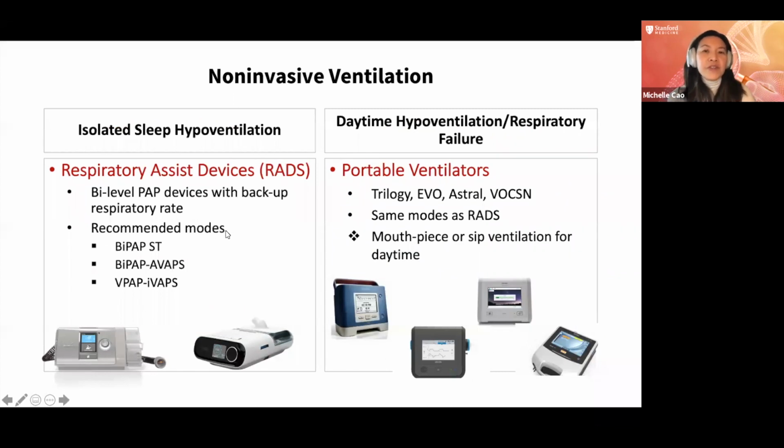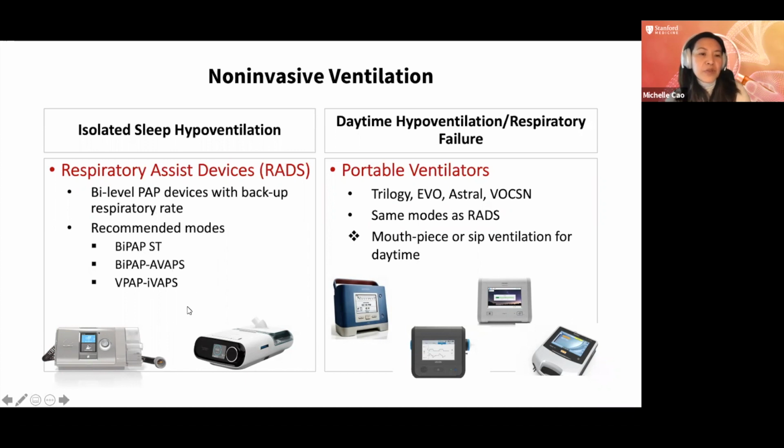So in terms of non-invasive ventilation devices, there are two categories. One is for isolated sleep hypoventilation, and the other category is for patients who suffer from daytime hypoventilation or respiratory failure. In the first category, these are called the respiratory assist devices, or RADs. These are your bilevel PAP devices, specifically with a backup respiratory rate. This is important because this is what helps to support ventilation during sleep.